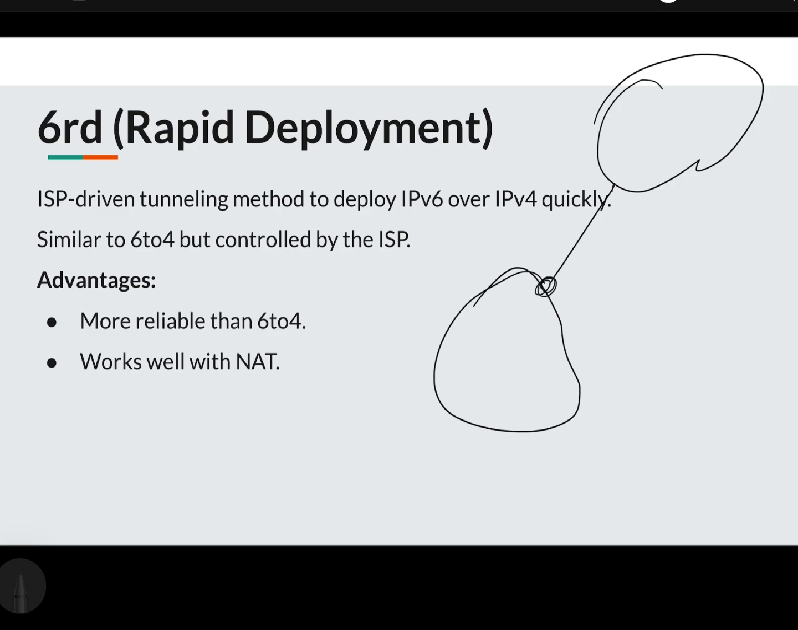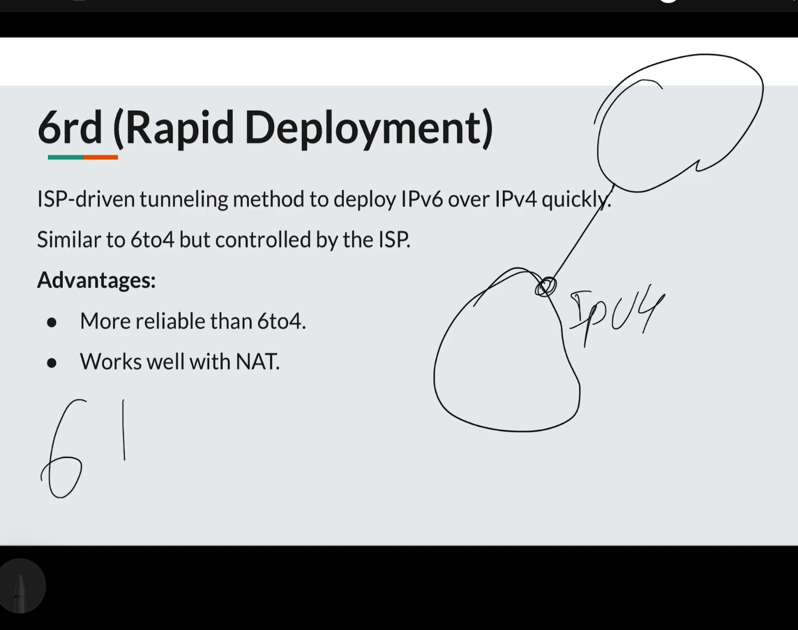So it knows your IPv4 address. It can assign a prefix based on your IPv4 address. So it works well with NAT environments, making it suitable for a wider range of networks. So advantages: reliability, ISP control ensures better performance compared to the public nature of 6to4.